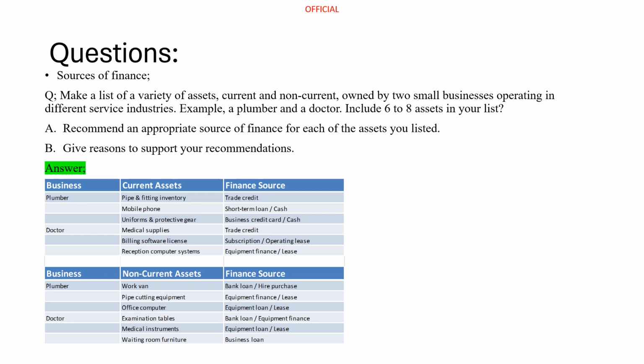So non-current assets for the plumber, such as workman pipe cutting equipment and office computers, can be financed through bank loan, hire purchase or lease. The doctor's non-current assets, which are usable for more than 12 months, are examination tables, medical instruments, and waiting room furniture. These can be financed through bank loans or equipment finance, hire lease, etc.